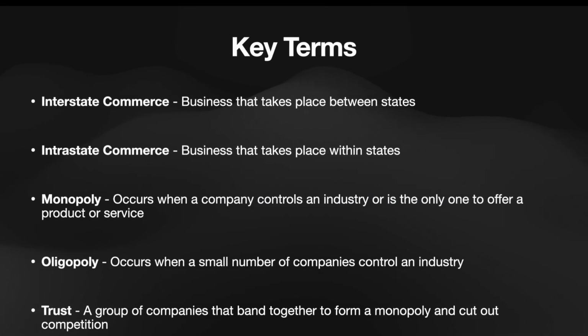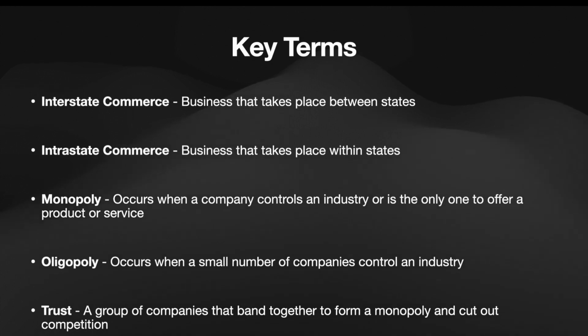Okay, so interstate commerce is business that takes place between states. Intrastate commerce is business that takes place within states. A monopoly occurs when a company controls an industry or is the only one to offer a product or service.